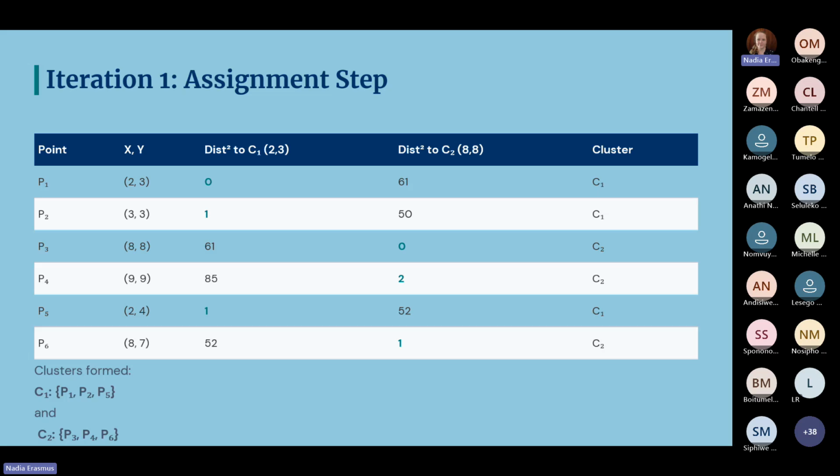No, give me back my screen, guys. Someone took over my screen. Okay.